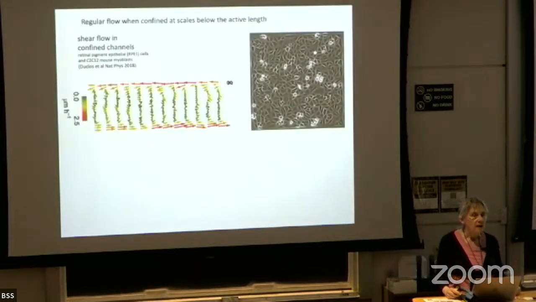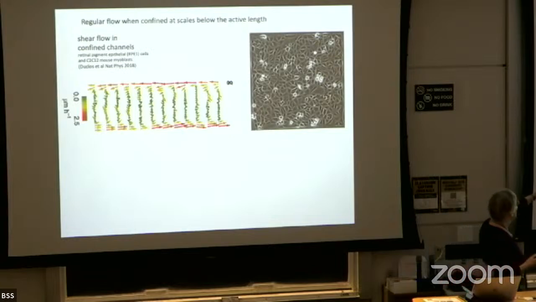Then I think one of the really lovely experiments is one from the Paris group. They took cells and they put them on a long, thin channel. So it's like a confined system. And what we learned yesterday is that if you have confined cells, they will move along the channel due to the activity, and they'll move due to a shear flow. And that's exactly what these things do.